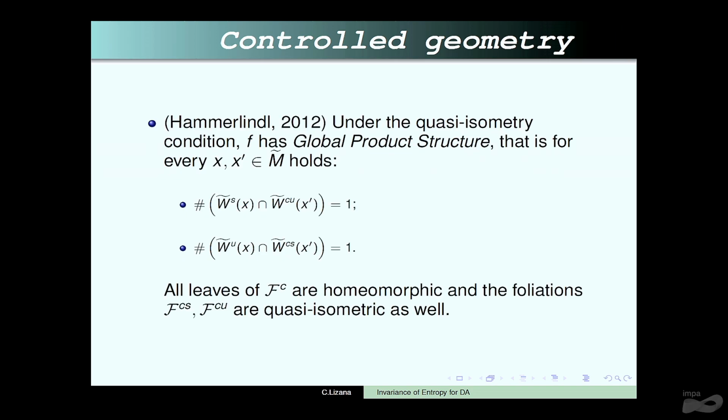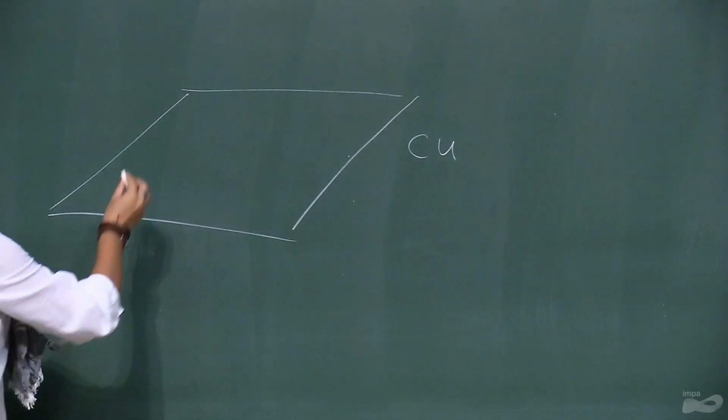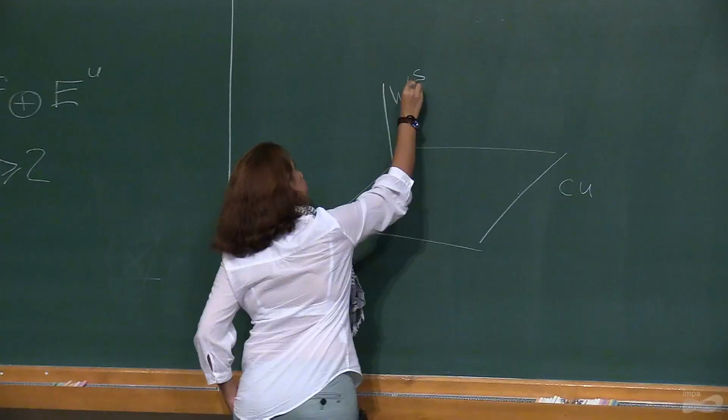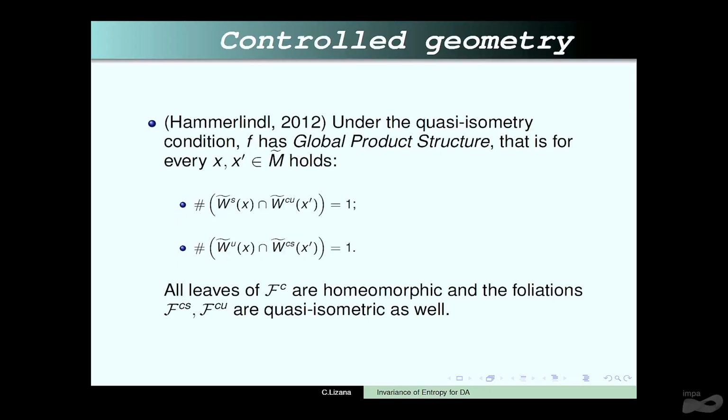So Hammerlindl proved that if you have this quasi-isometric condition, then you have a sort of global product structure. What I mean by this is, you have the center unstable manifold, and you have the stable manifold here. They intersect in just one point. So that is what I'm saying in this condition. And the same happens for the center stable and the unstable foliation. And the center foliations are all homeomorphic, and the foliations are quasi-isometric, as I said. So they behave very, very nicely.